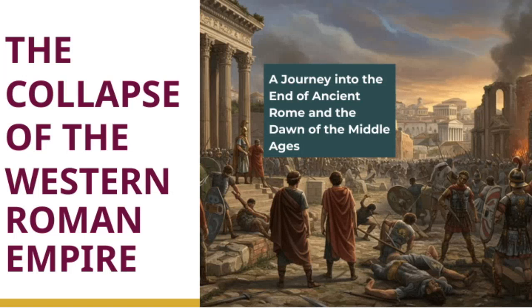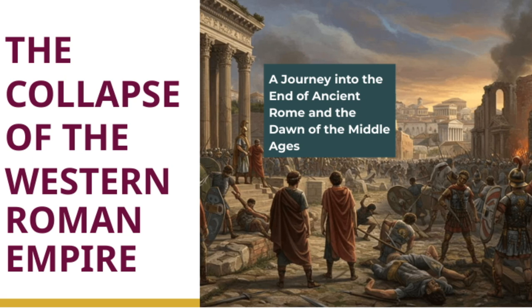Welcome, everyone. I'm excited to take you on a journey through one of the most fascinating periods in history. Today, we'll explore a journey into the end of ancient Rome and the dawn of the Middle Ages. We'll look at how the Western Roman Empire collapsed and what that meant for the world. Over the next slides, we'll uncover the key events, figures, and changes that shaped this pivotal era.